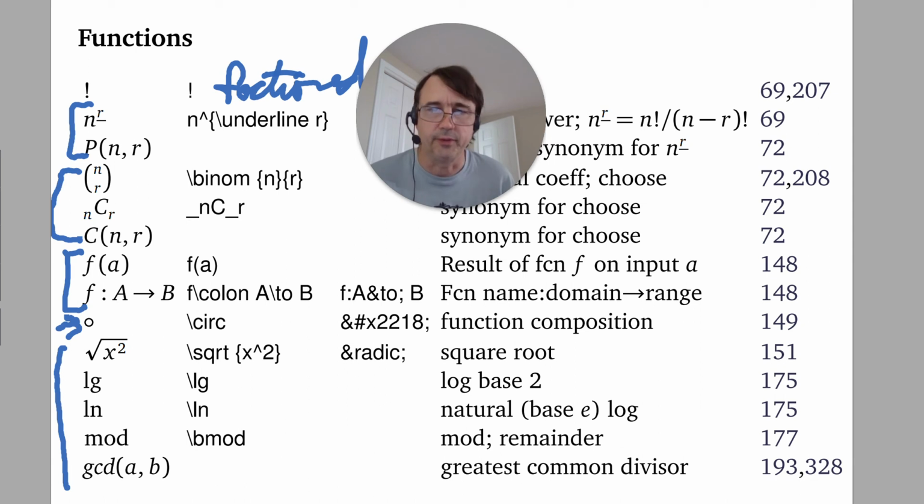Mod is the remainder function, so it's like dividing, except instead of getting the answer, you just get the remainder. And greatest common divisor, GCD, is the greatest number that divides both a and b. Those are some example functions.